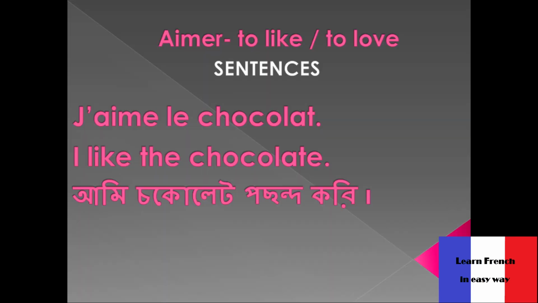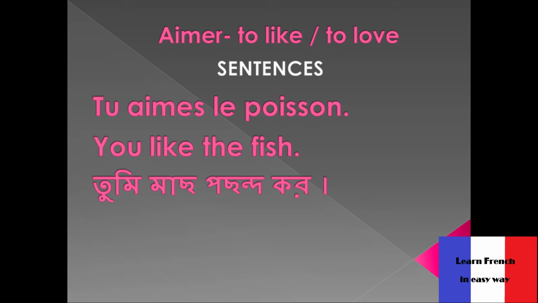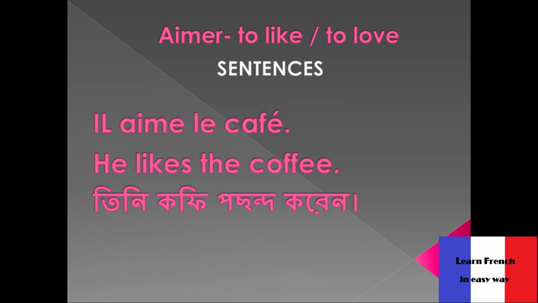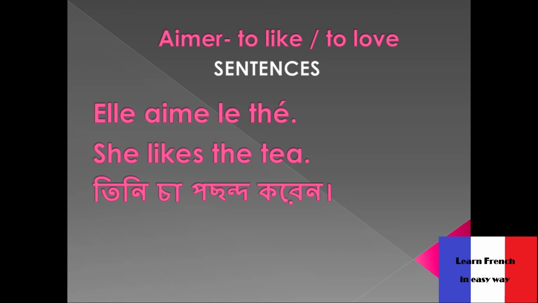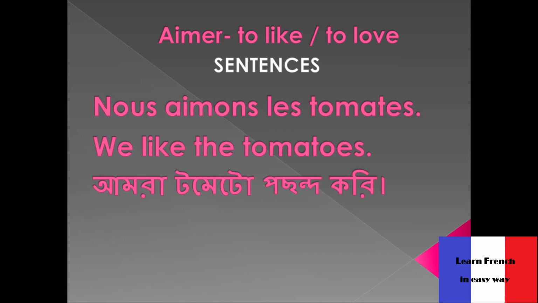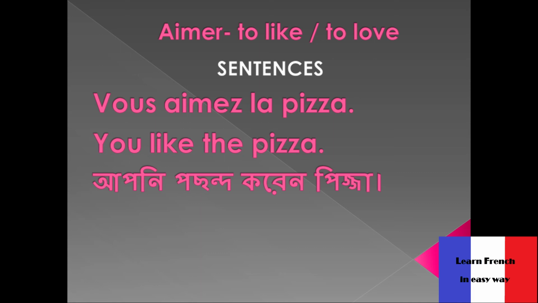Now let's take some sentences like j'aime le chocolat. J'aime le chocolat. I like the chocolate. Tu aimes le poisson. Poisson is fish. You like the fish. Il aime le café, meaning he likes the coffee. Elle aime le thé. She likes the tea. Nous aimons les tomates. We like the tomatoes. Vous aimez la pizza.